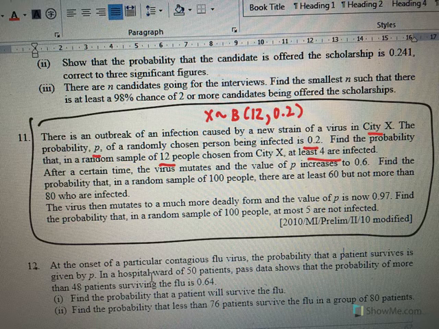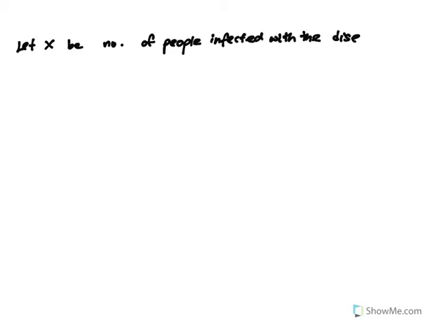Very quickly, let's define the event first. Let X be the number of people infected with the disease. Then X will take on the binomial distribution of 12, 0.2.